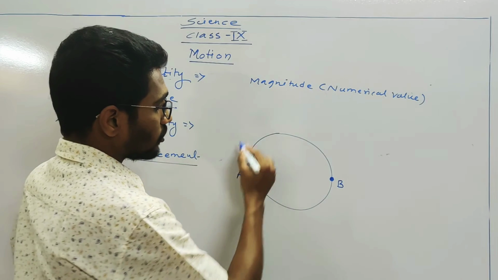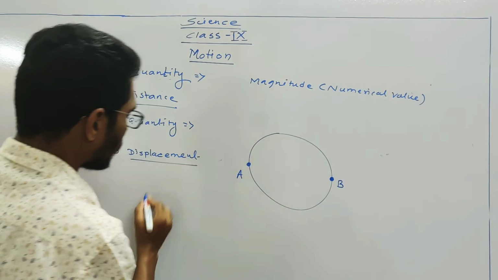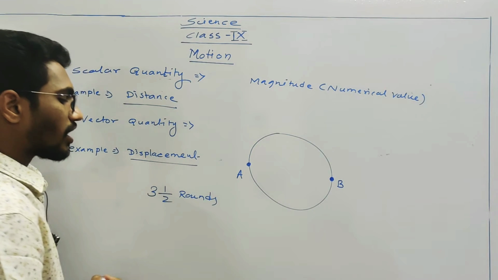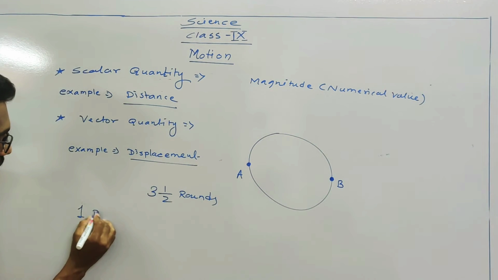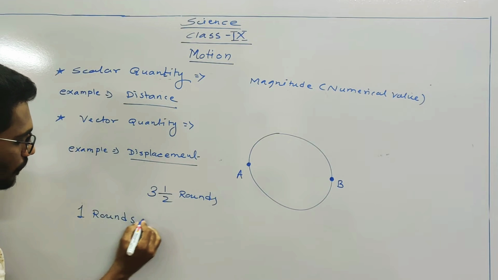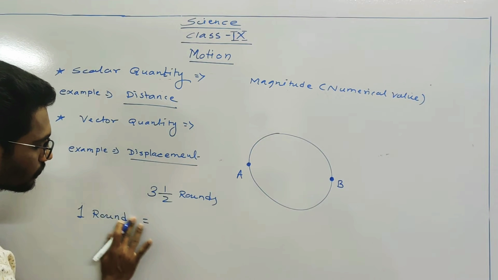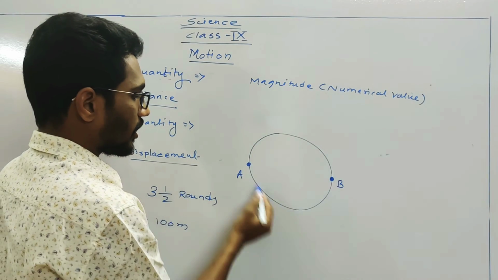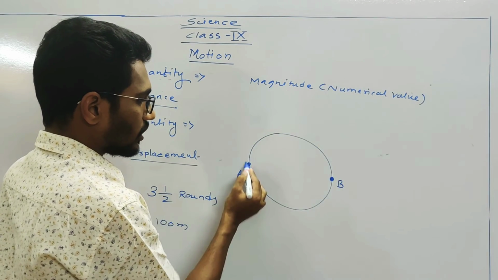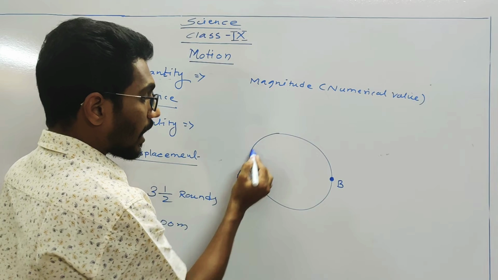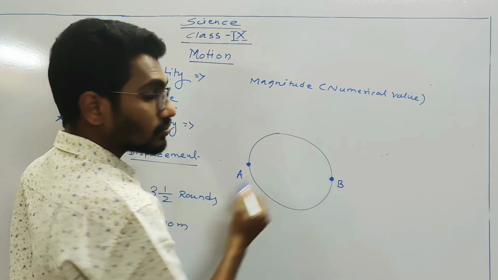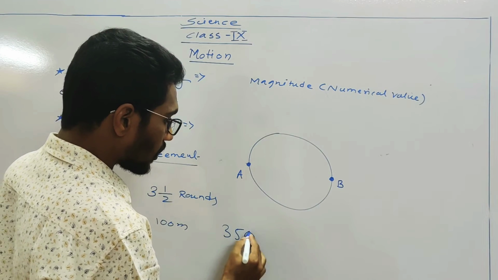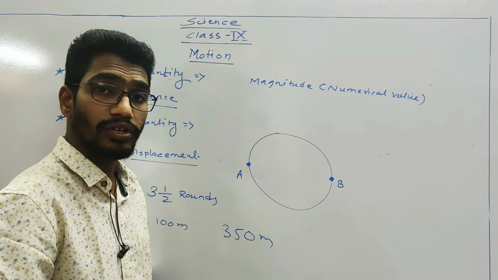Yes, मान लो this particular distance it completes 3.5 rounds. One round equals to what? 100 meter. So 100, 200, 300 and half round equals 50. So the total distance travelled must be 350 meter. That is the distance travelled.